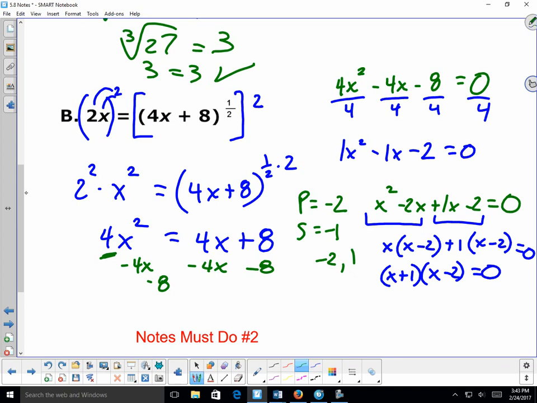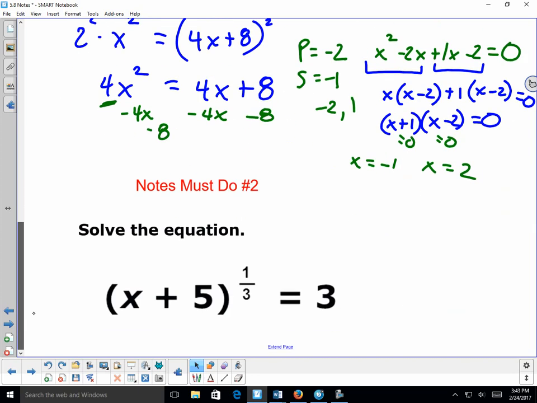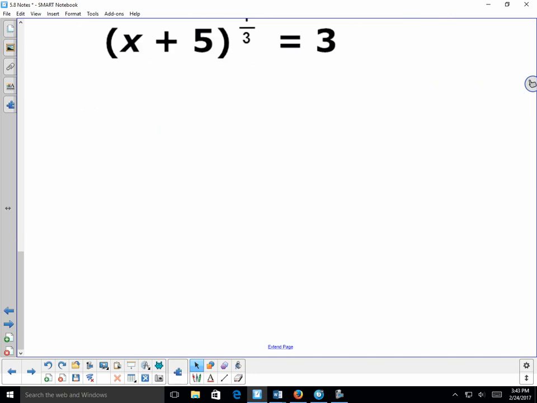At this point, I'm going to set each of these equal to 0 to solve this equation, and I get x equals negative 1, and I get x equals positive 2. Let's plug those into our original equation and see if they work. So if I plug in negative 1, let me slide my notes down a little further so I have some room.